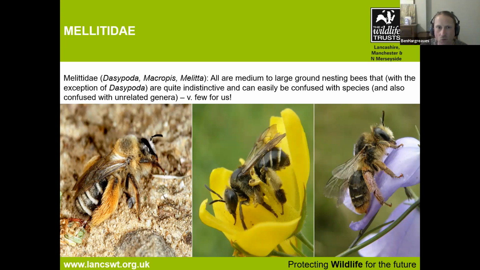They have no small genera or species in. They're all sort of medium to a larger size, and unhelpfully are quite indistinctive, really, with the exception of Dasypoda, of which there is only one UK species on the left, which has, I think they're sometimes called pantaloon bees, due to this extraordinary densely haired scopa for collecting pollen on the back legs.